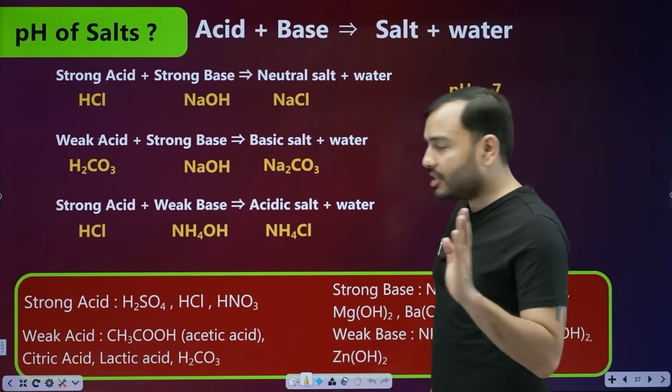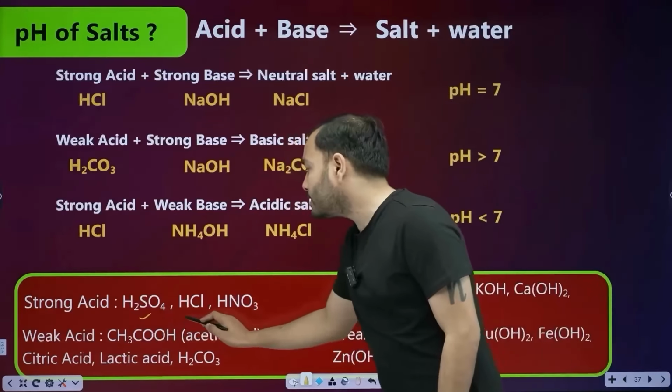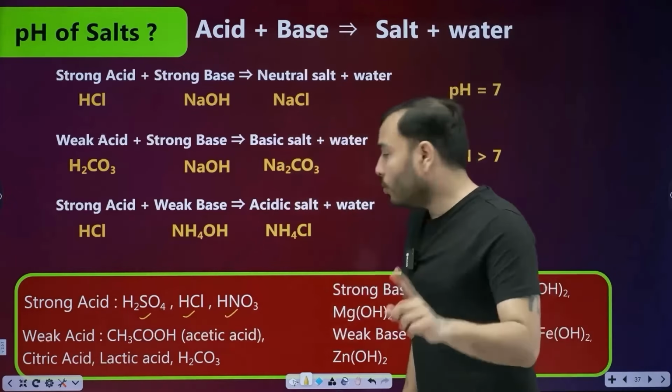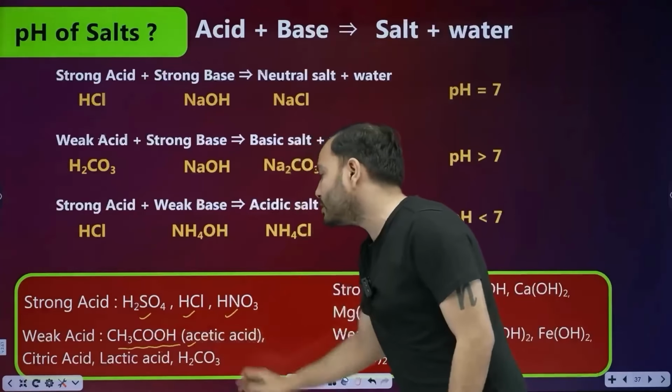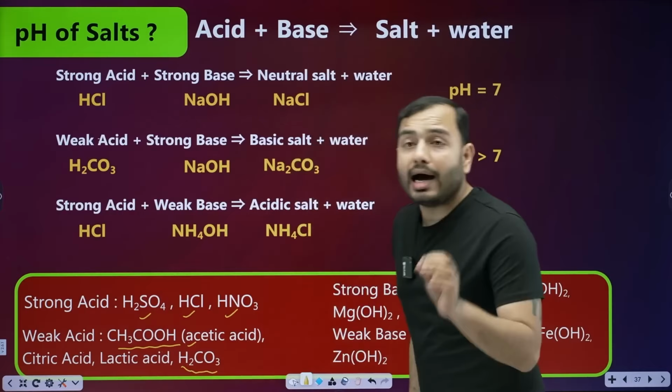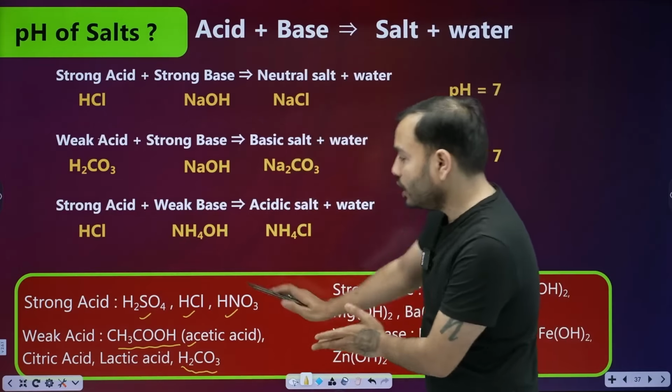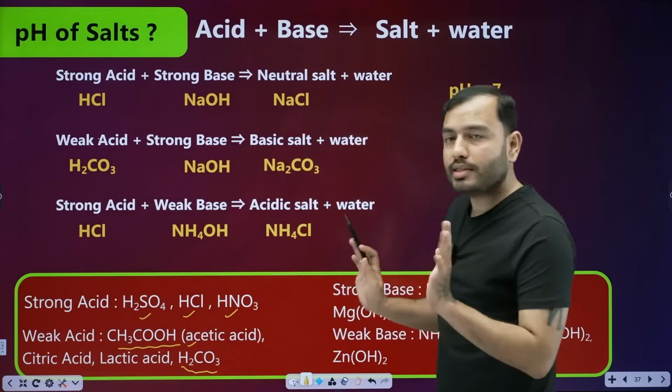Must be remembered. Okay, let's revise this quickly. Strong acids: sulfuric acid, hydrochloric acid, nitric acid. Weak acids: CH3COOH, acetic acid, and another one I told, carbonic acid, H2CO3. These two are weak acids, these three are strong acids.